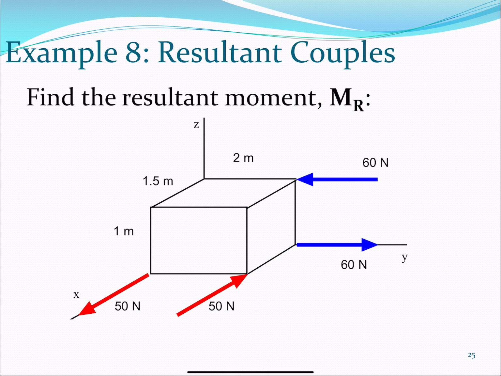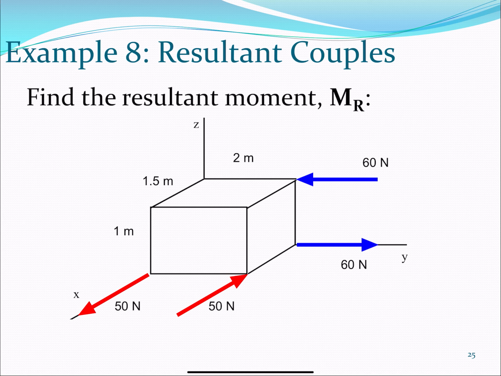So for example here, there is a body subjected to two couples, and you can see that the two couples are placed on different locations of the rigid body. We are asked to find the resultant moment, MR. Well, one strategy would be to calculate the moment caused by one couple, let's say the red couple, and then calculate the moment caused by the blue couple, and then we add those together.